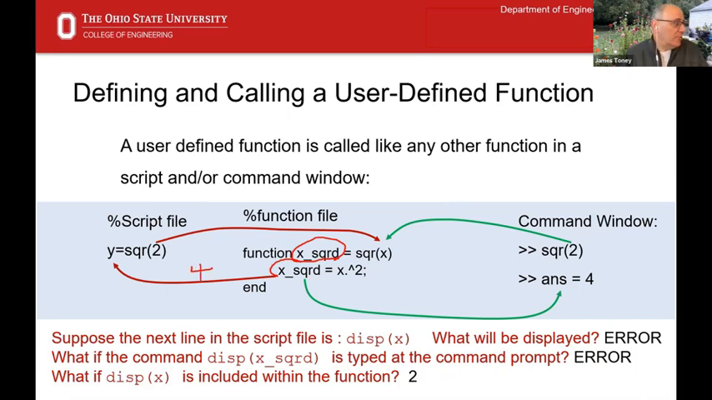Right? And what does the main program do with it? Well, it stores it in its own variable called y. All right, so after this, we could do a disp or fprintf of y, and it would print out the number 4. Or you can also call a function just from the command window. Again, just like you could do sqrt of 2, now we can do sqr of 2, and it'll display the answer.